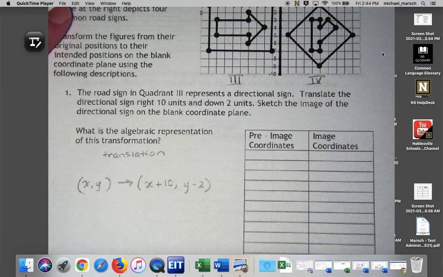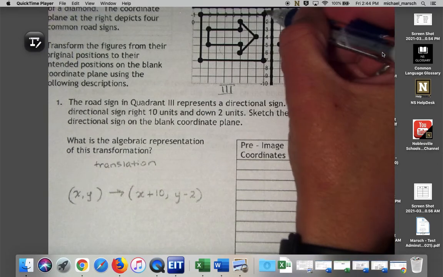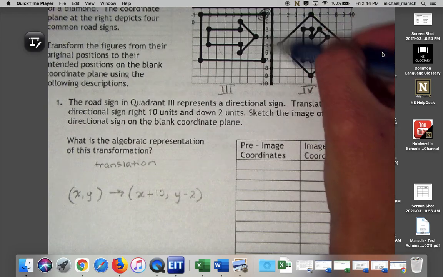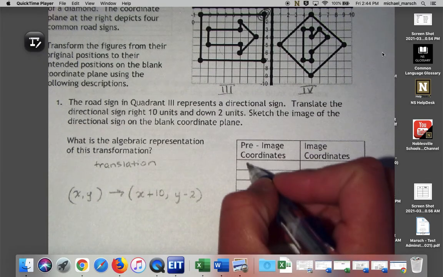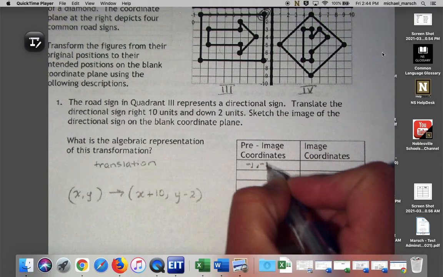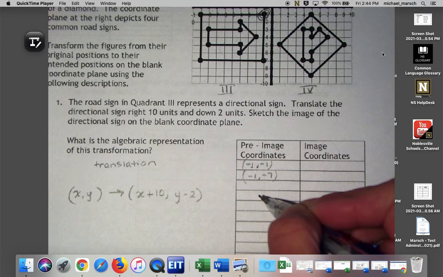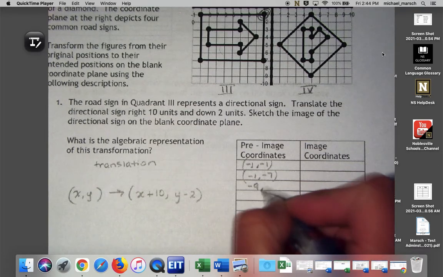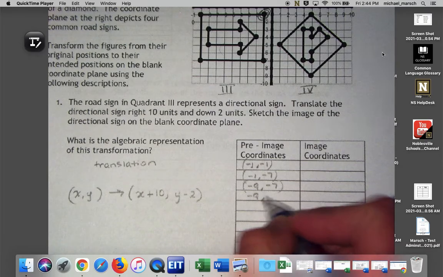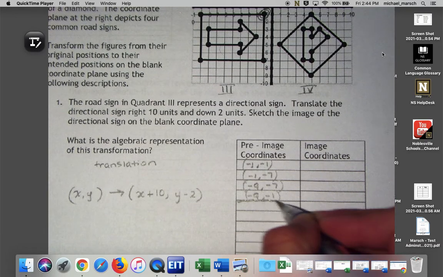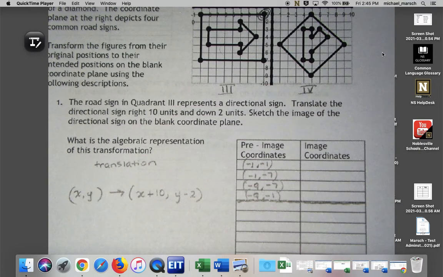So the first thing we're going to do is we're going to write out our ordered pairs. So I'm going to start in this corner up here, and I'm going to work my way around clockwise of the rectangle on the outside. So it's going to be -1, -1, -1, -7, -9, -7, -9, -1. And then I'm going to put this little squiggle here so I know where that part of the image stopped.